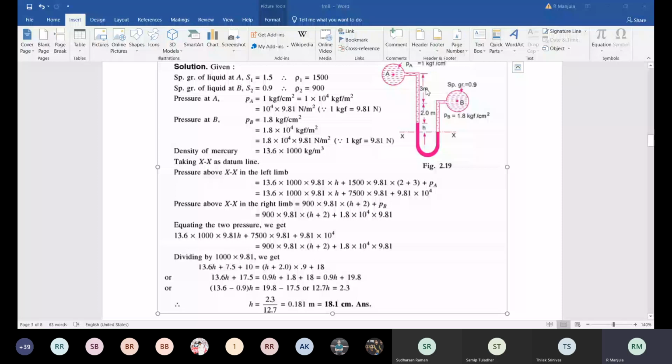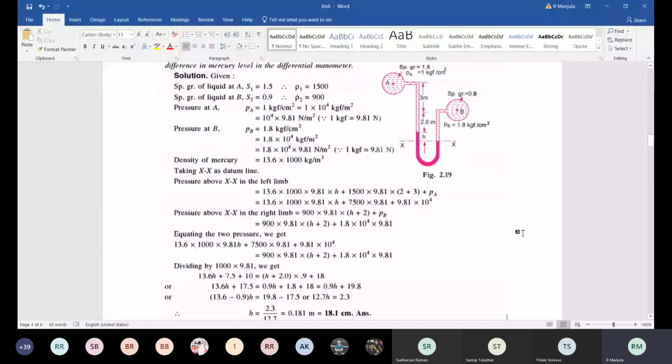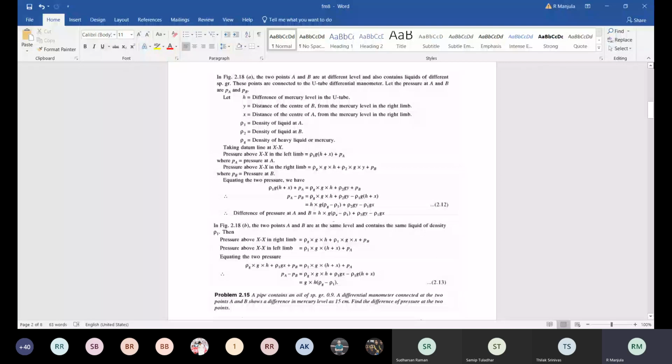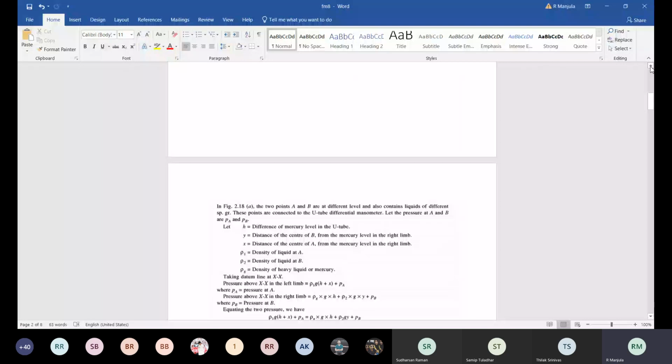What is the answer? Anybody has done it? If you want to keep the derivations, I can keep it for you. This is that same level. This is at different levels of mercury. Maybe you take a photo shot and you can view also. So this is of different levels.